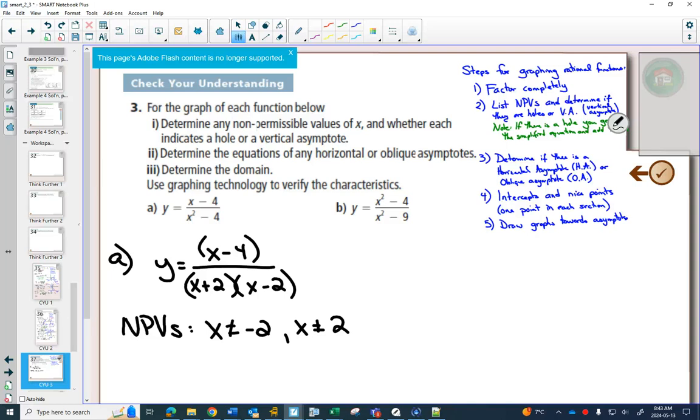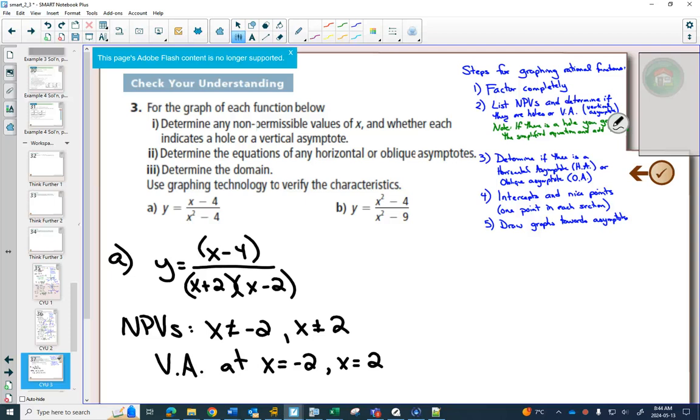And now we have to determine, are those non-permissible values going to be holes in our graph, or are they going to be vertical asymptotes? Since neither of them cancel out, they will both be vertical asymptotes.